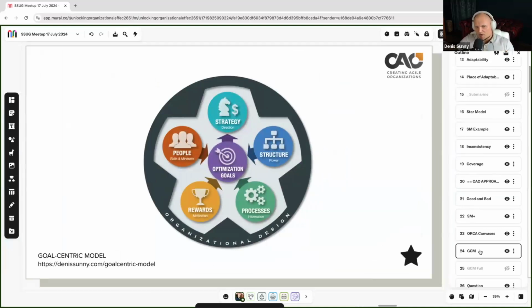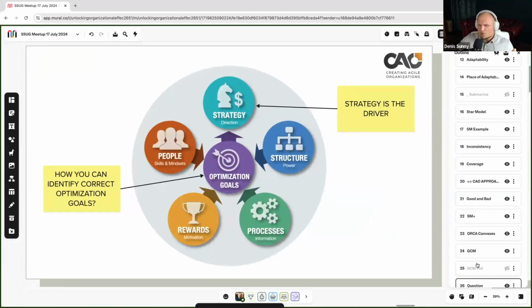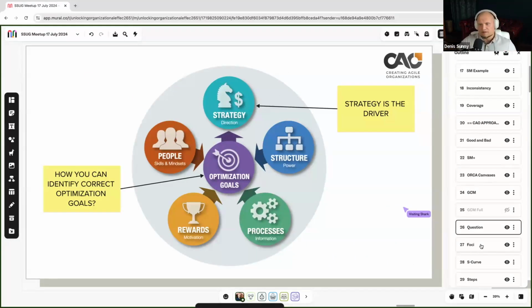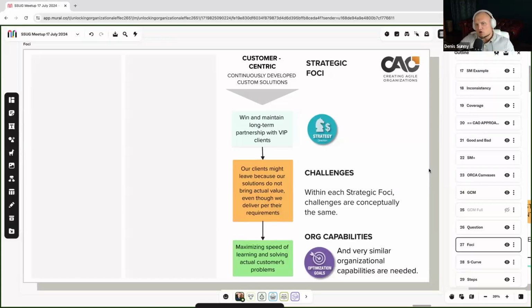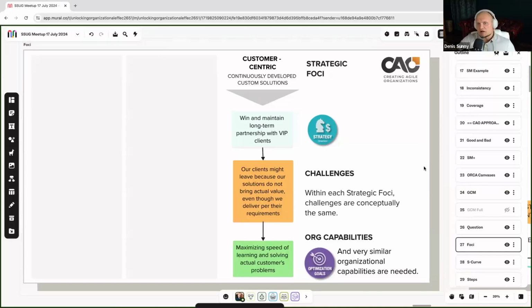Just to sum up what we spoke about so far. Organizational design consists of different elements, but most important is that you need to organize them around your optimization goals. And those optimization goals must be consistent with your strategy. But honestly, how exactly, Denis, are you going to ensure that your optimization goals are consistent with your strategy? Strategies are different, and here we have a very useful tool. We call it strategic foci, because these are the different focus areas of different companies, even with completely different strategies. You can always group those strategies in strategic foci.